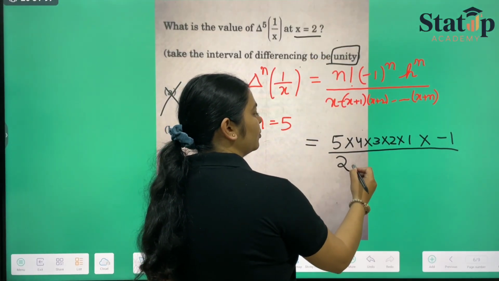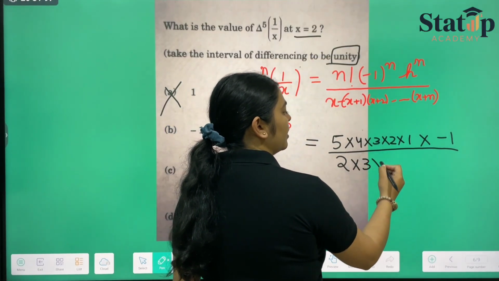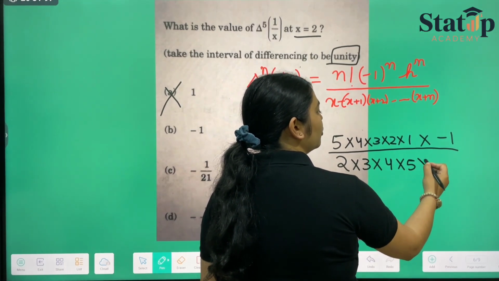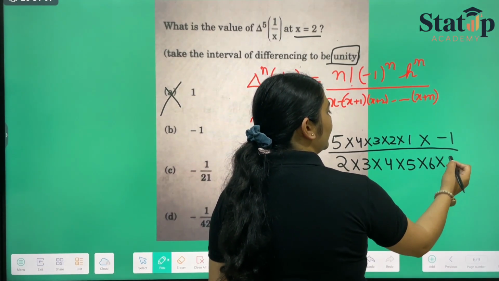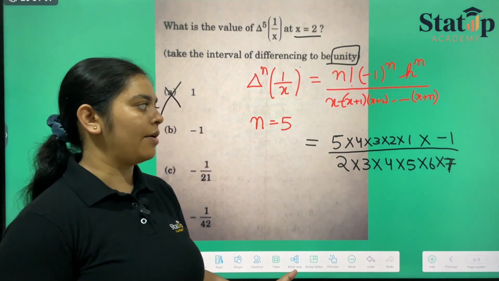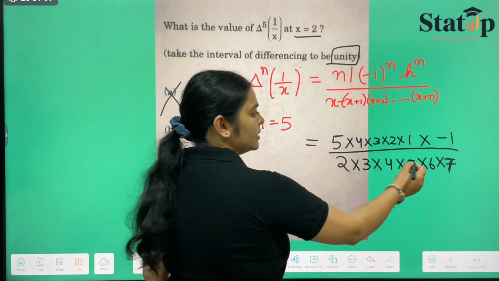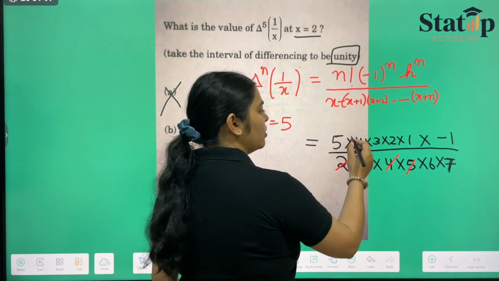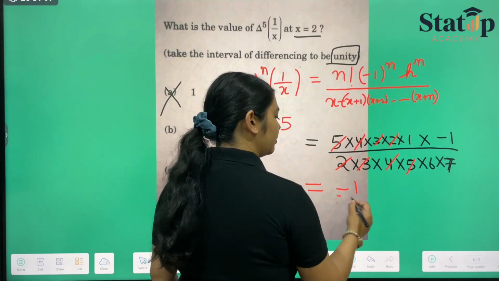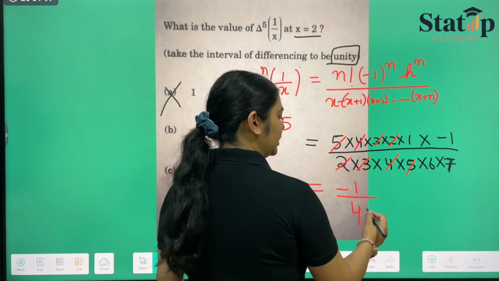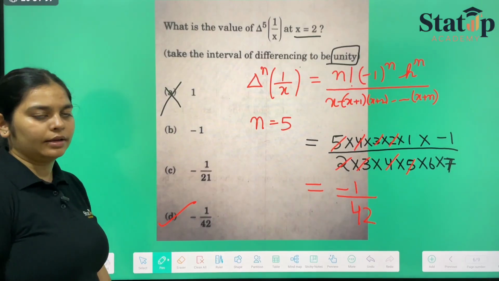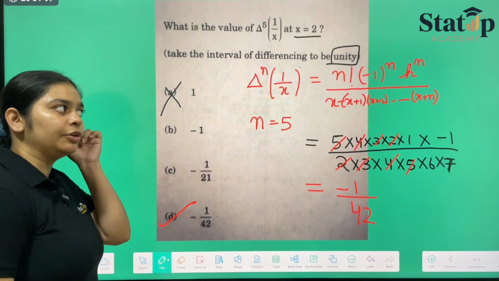2. So 2, 2 plus 1 is 3, 2 plus 2 is 4, 2 plus 3 is 5, 2 plus 4 is 6, 2 plus 5 is 7, up till n, which is 5. So till 7 we have to calculate. Now here we can see 5, 4, 3, 2 and 5, 4, 3, 2 get cancelled, and we are only left with minus 1 upon 6 sevens are 42, which matches with our option number D, which is minus 1 upon 42.